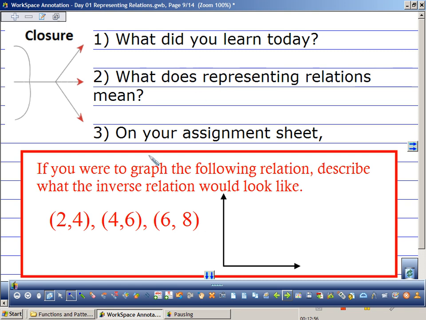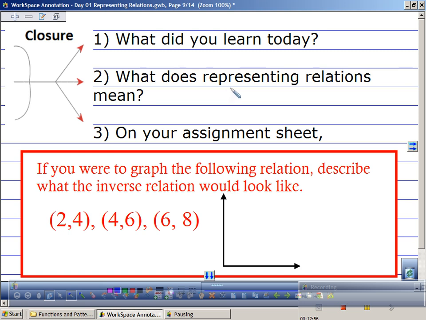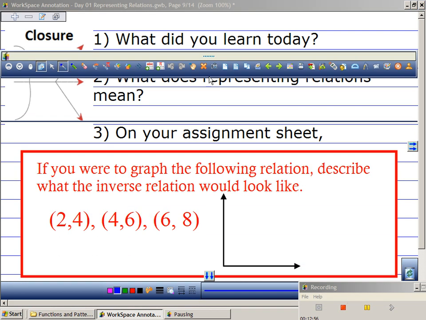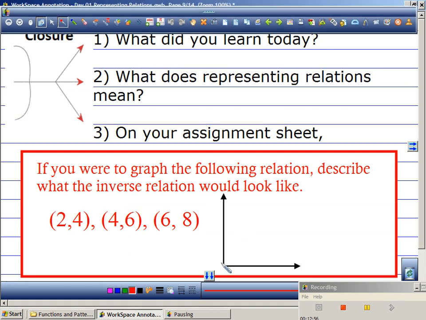Alrighty. What did you learn today? How to do multiple representations, right? What does representing relations mean? Show them in an organized fashion. I really like that. On your assignment sheet, if you were to graph the following relation, describe what the inverse relation would look like. So let's graph this one, and let's describe what it would look like.